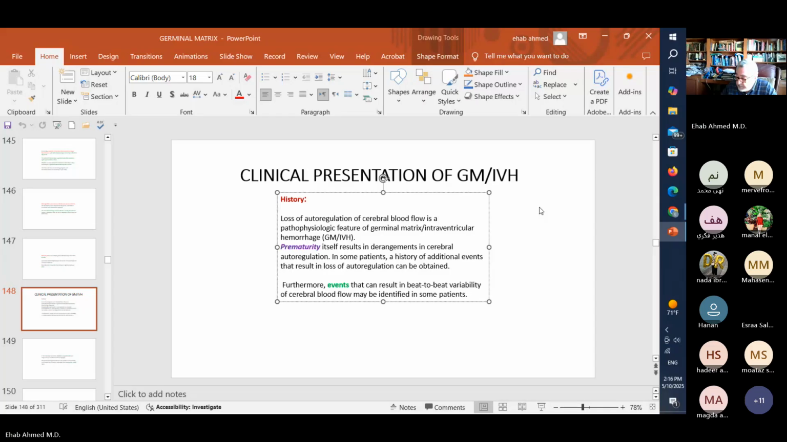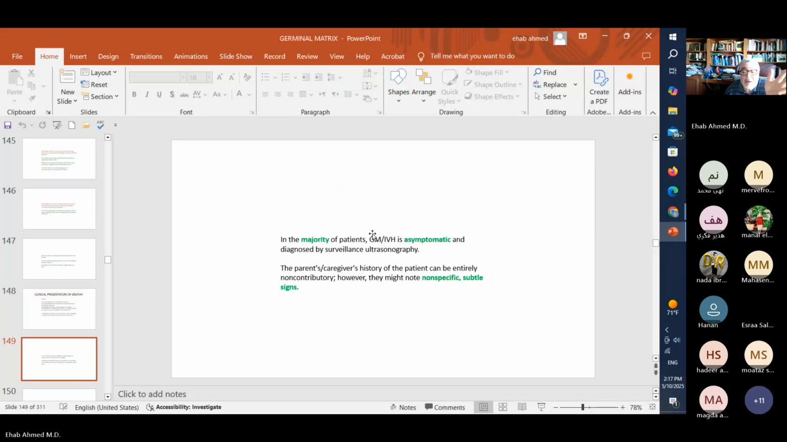History, either maternal, antenatal, perinatal, postnatal. To make a long story short, if you find any of the risk factors in the history or any of the events postnatally in a preterm baby, you suspect GM-IVH. Okay?